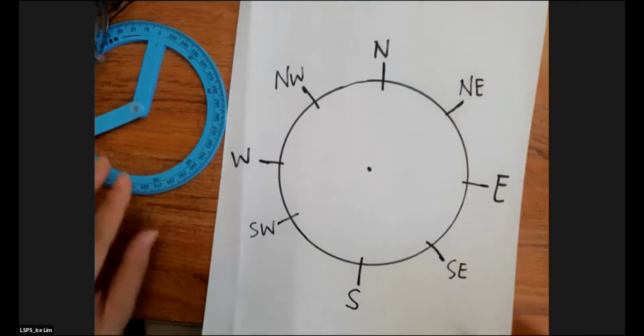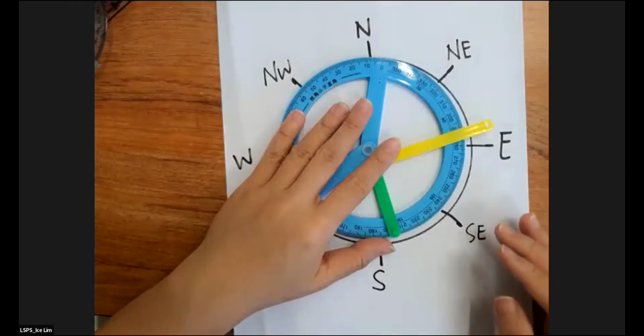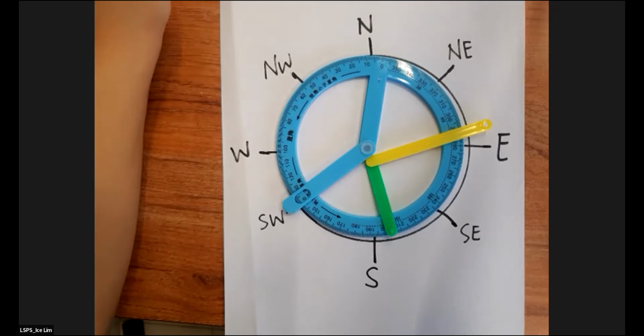Okay, so you have to create this using your tools. Okay? Yes? Okay. You and your partner beside you. Come and take paper and equipment.